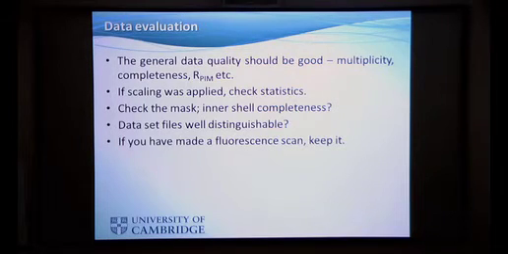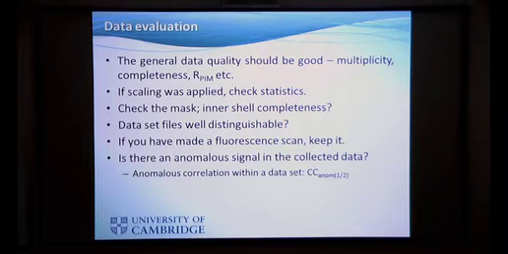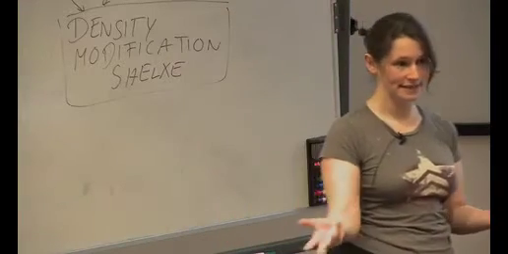If you have made a fluorescence scan, keep it. Is there an anomalous signal in the collected data at all? Because if there isn't, you should possibly think about MR, or why didn't it work? So you can find this out if you calculate something which is called CC anom 1/2. What you do is you have a data set, a SAD data set, with your anomalous signal in it.